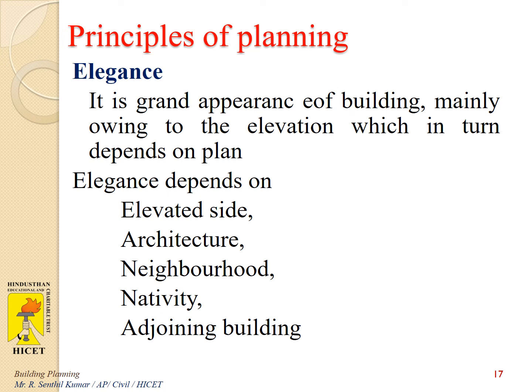And elegance, it is the grand appearance of a building mainly owing to the elevation, which in turn depends on the plan. That elegance majorly depends upon the elevated side, architecture, neighborhood and nativity, and adjoining buildings and relative placements. A better elegance can be obtained by superior building materials for facing like paint, glass, timber, polished stones, granite, marble, mosaic, etc. There are several materials that can be used for better elegance, and by providing projections like sunshades, balconies, porch, etc. You can give according to your plan, and by providing corner windows, etc.